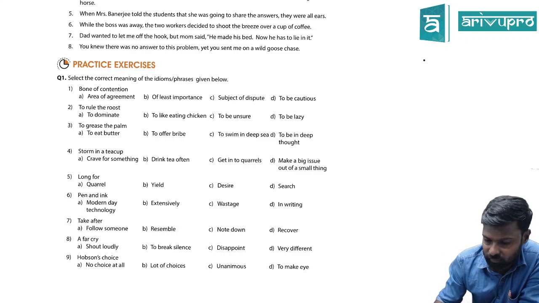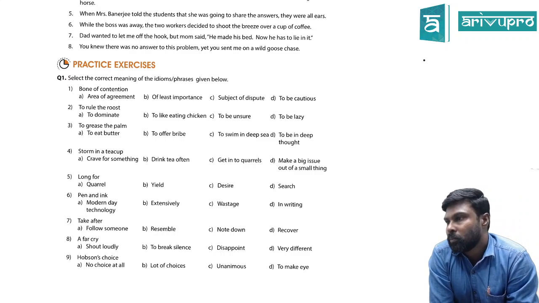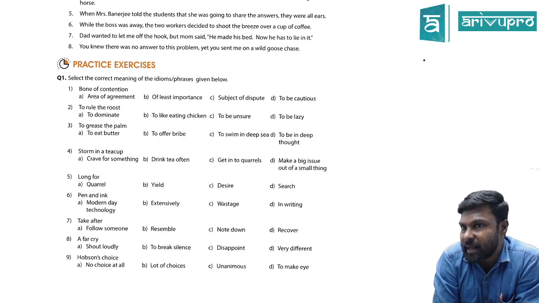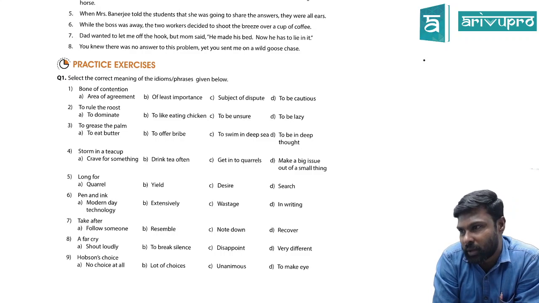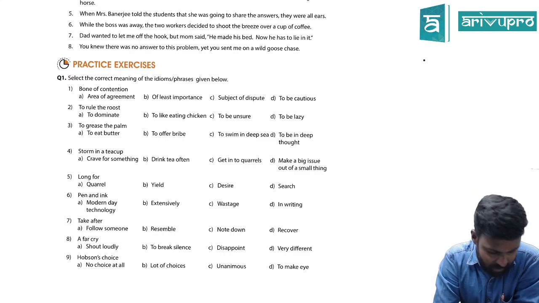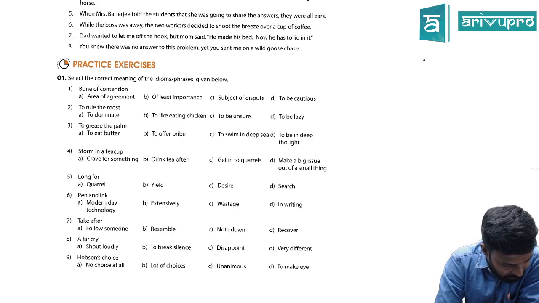Area of agreement. Bone of contention. Yes, only two of them are answering. Others, what is the right answer? Subject of dispute. Second one, to rule the roost. To dominate. Very good. To grease the palm. To offer bribe. Yes, to offer bribe.